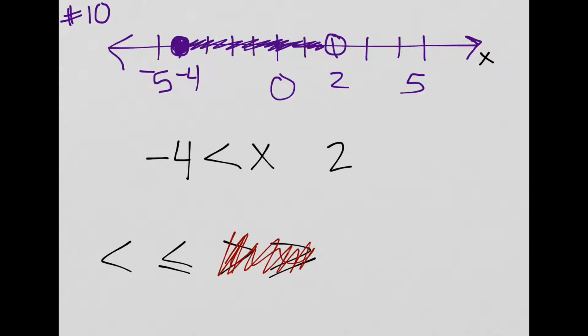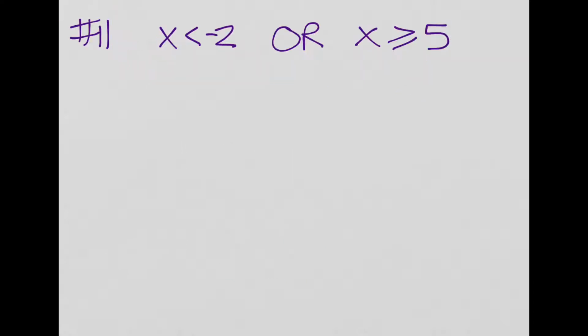So -4 is going to be less than or equal to x, and x at the same time is going to be less than 2. How did I know that this was a less than or equal to? It's because the dot was solid. How did I know this one was not a less than or equal to? It's because the dot was hollow. Okay, let's look at another one, number 11.